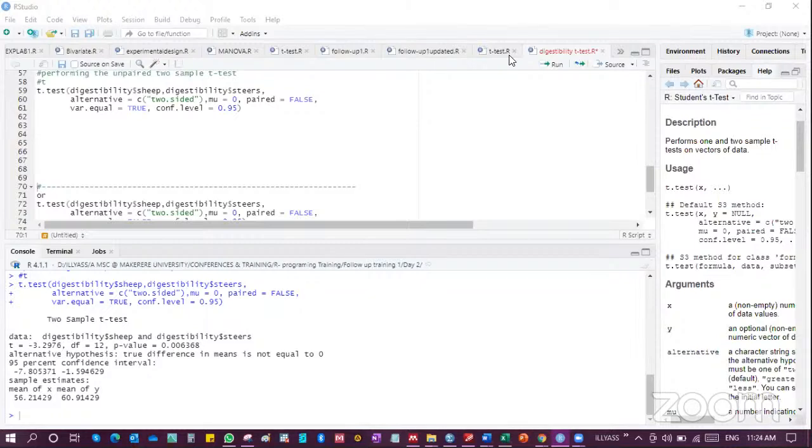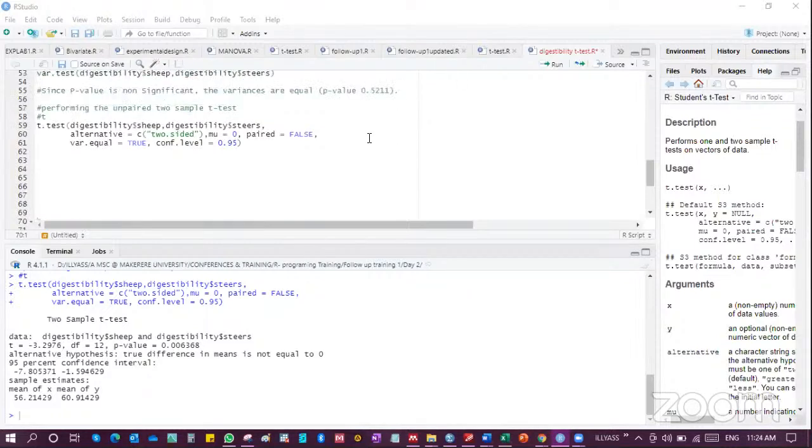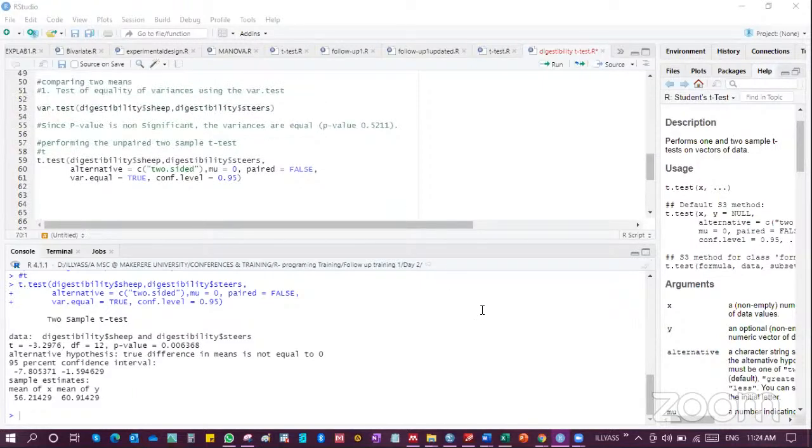I wanted you to make a comment. Somebody sent a comment in the chat that they still don't understand how to reject the null hypothesis or when to reject the null hypothesis. Can you make a comment on that?